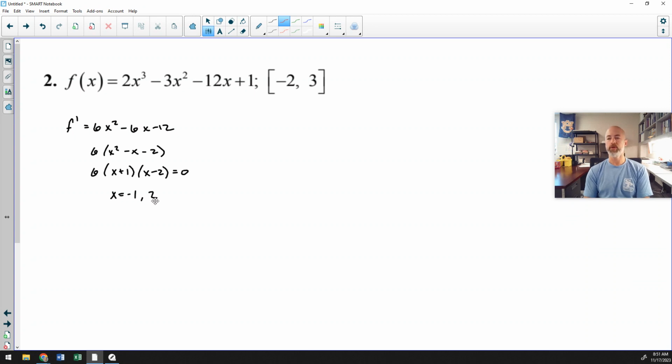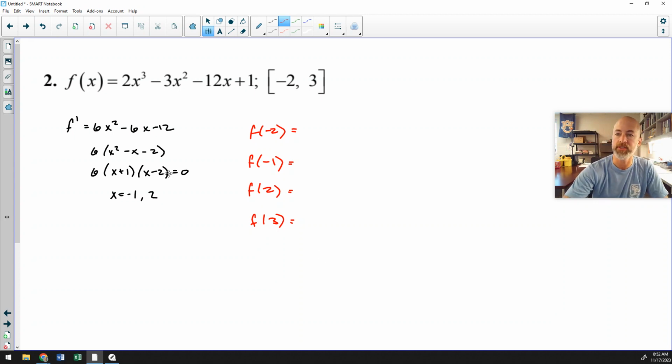One thing to look out for is to make sure your critical numbers actually fall on the given interval, and both of these do. So now I'm going to test my endpoints and my critical numbers. I need to find f of negative 2. I need to find f of negative 1. I need to find f of 2. And I need to find f of 3. And we will see which one returns the highest and the lowest value. And so if you want to pause the video and work those out by hand, you can. For the sake of speeding this up, I will pause the recording and you will see the values up here in just a second.